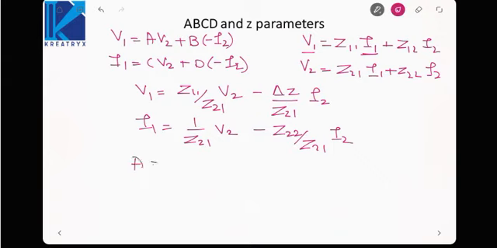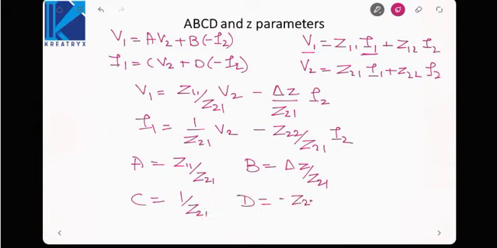A is actually equal to Z11 by Z21. B is equal to delta Z by Z21. C is equal to 1 by Z21. D is equal to minus Z22 by Z21. Okay, so that is how you can express, sorry, minus sign will not be here because we have to take minus I2. So this is how we can determine ABCD parameters in terms of Z parameters.